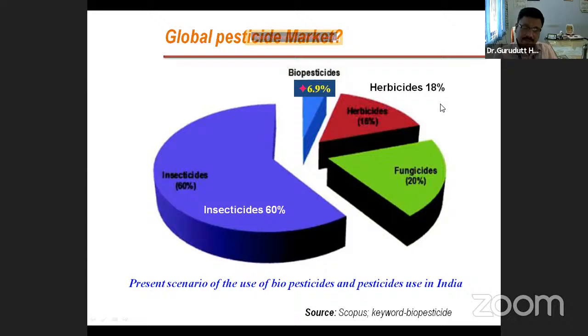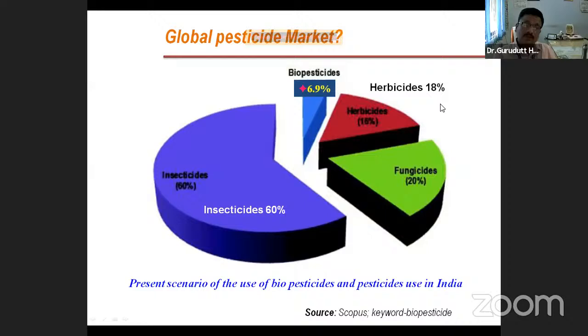Okay, and then commercial production, large scale production, timely availability, many things matter for the popularization of biopesticides. And there is a role for extension scientists or extension personnel to popularize this. See, three years back, it was 3.1% biopesticides. Clearly, it went up to 4%, 5.7%, and now it is 6.9%.